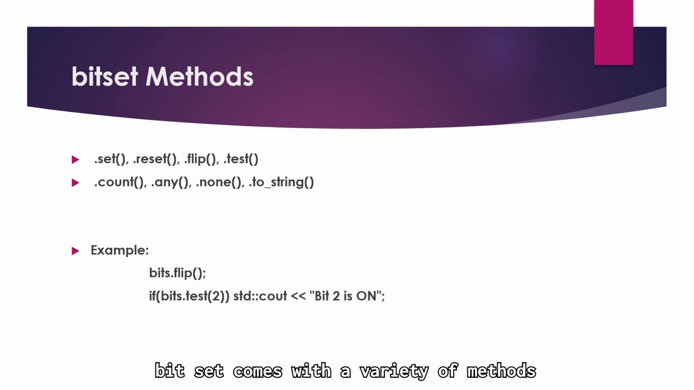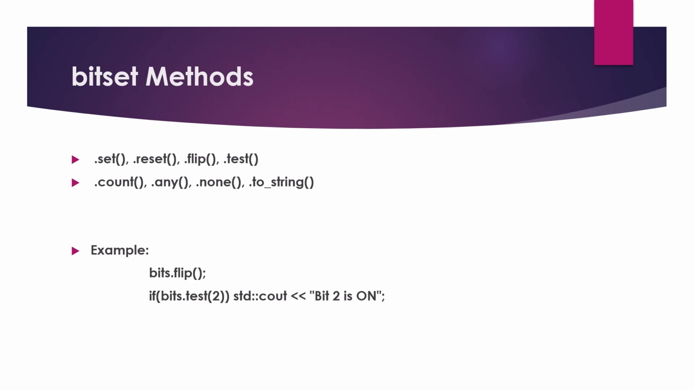std::bitset comes with a variety of methods for manipulating bits. For example, .set lets us set specific bits to 1, while .reset sets bits to 0. .flip inverts the current state of the bits, and .test checks whether a bit at a specific position is set. Additionally, .count counts how many bits are set to 1, and methods like .to_string help us convert a bitset back into a string for easy display or debugging. These methods make bitset incredibly versatile for bit level tasks.